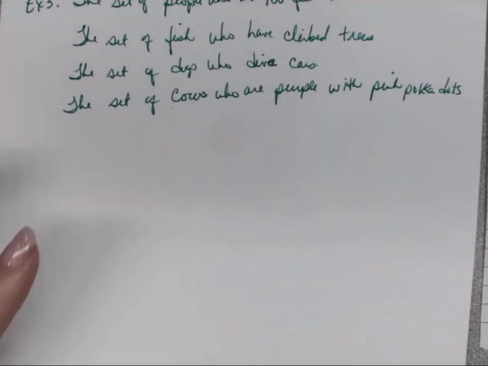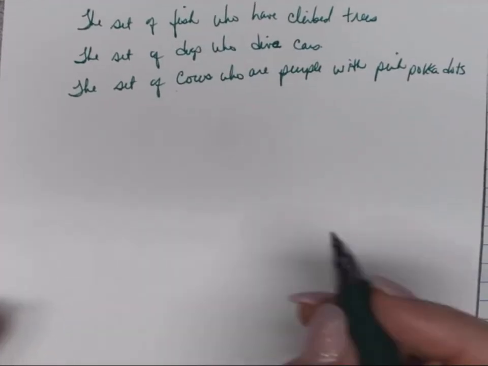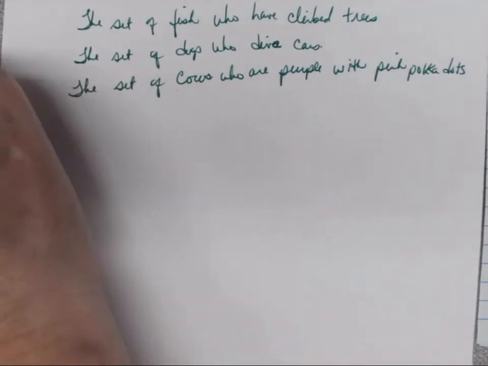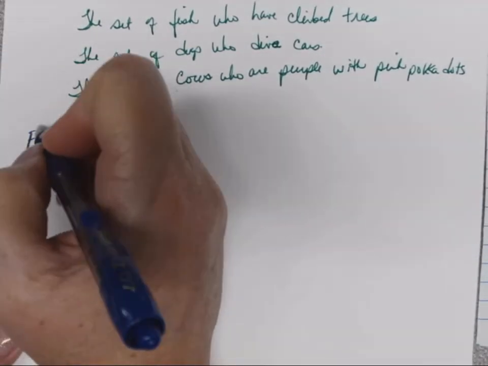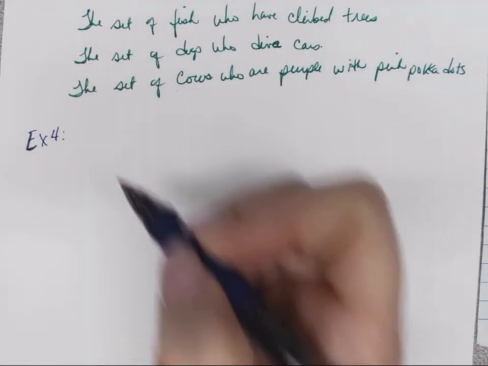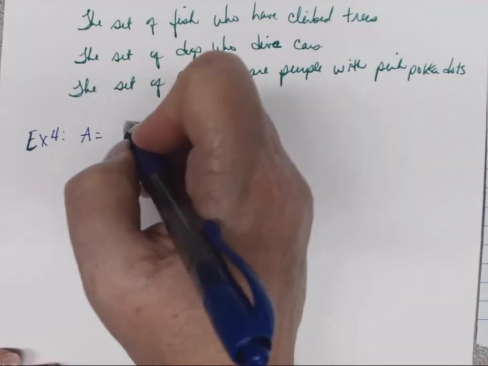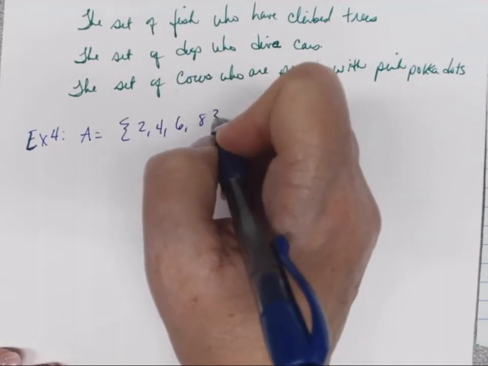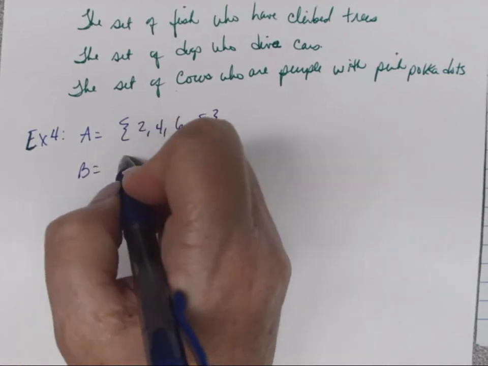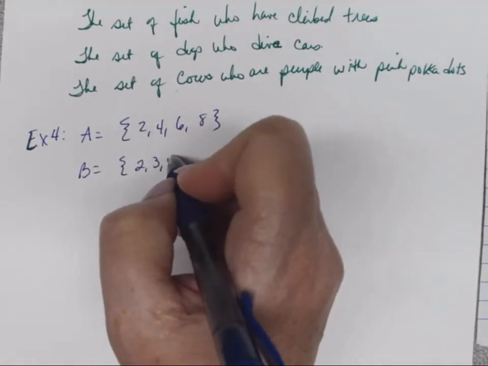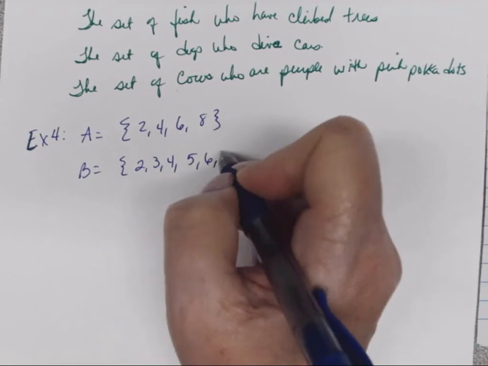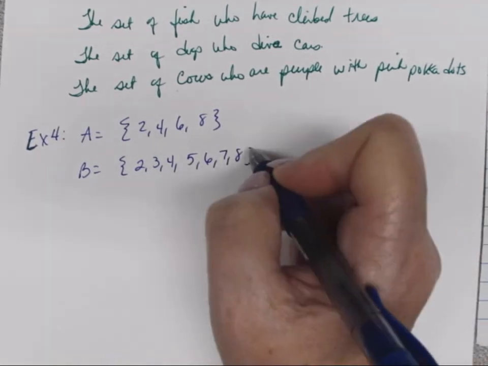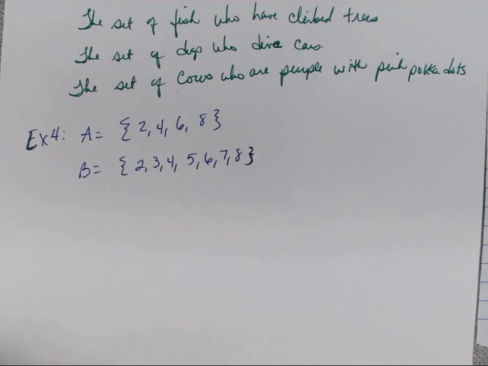All right, so let's switch colors here. Example 4. If we have the set A equal to 2, 4, 6, and 8, and B is equal to 2, 3, 4, 5, 6, 7, and 8. I want to look at the intersection and the union.